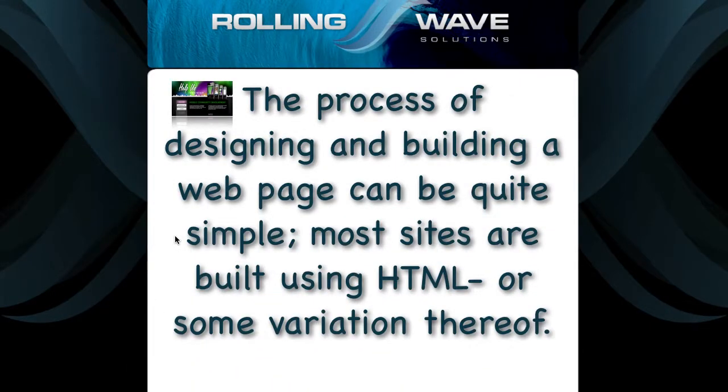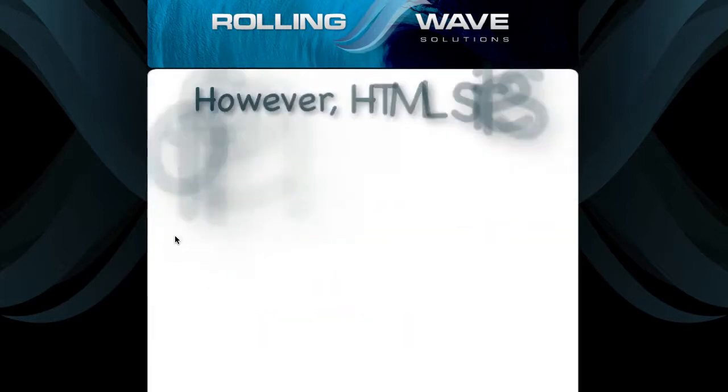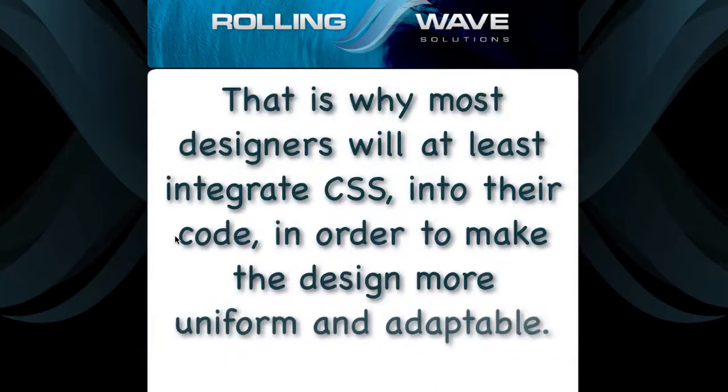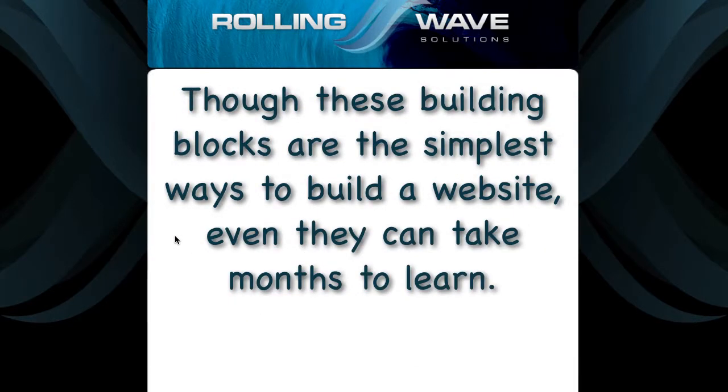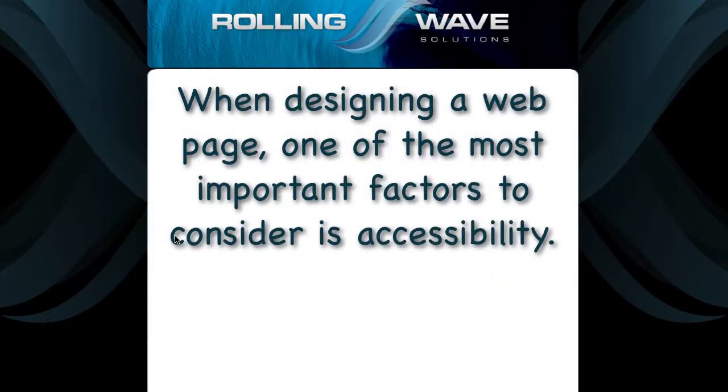The process of designing and building a web page can be quite simple. Most sites are built using hypertext markup language, HTML, or some variation thereof. Almost anyone can build a simple website using HTML, which is essentially a series of codes used in a very specific order. However, HTML sites often lack adaptability and imagination. That is why most designers will at least integrate CSS, or cascading style sheets, into their code, in order to make the design more uniform and adaptable. Though these building blocks are the simplest ways to build a website, even they can take months to learn. The more exciting a web page is, the more complicated its construction.